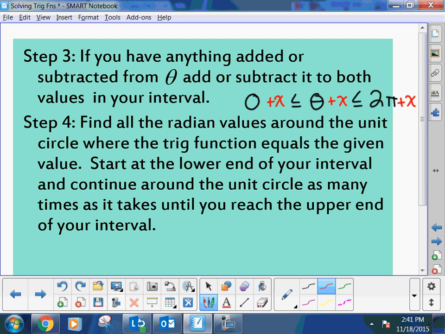So they just say start at your lower end and continue around the unit circle as many times as needed until you hit your upper end. Same idea. If your lower end is affected, normally your upper end is too. So I can't just say, oh, start at 0 and end at 2 pi with everything, because that wouldn't be true. That would not be accurate for all of them. I have a lower end and upper end that I've got to take into account.